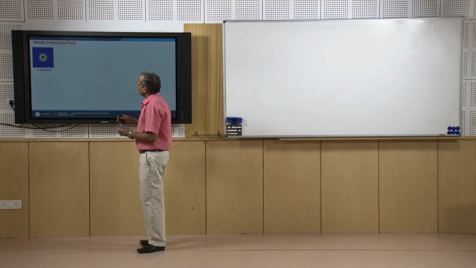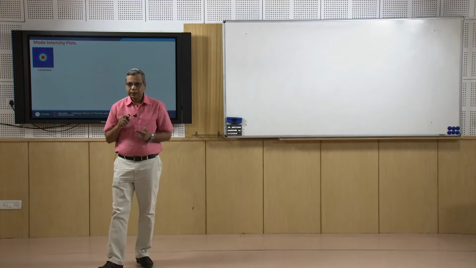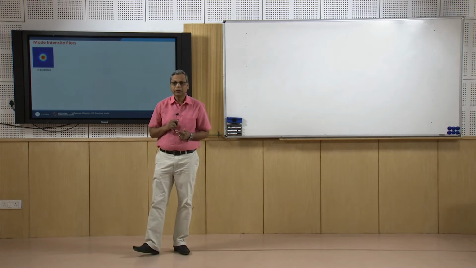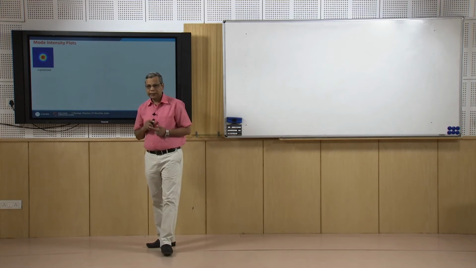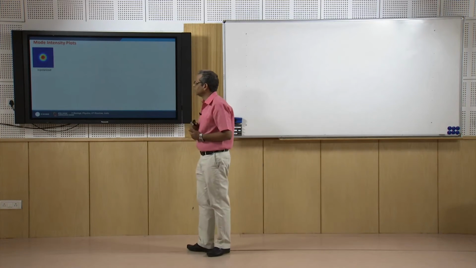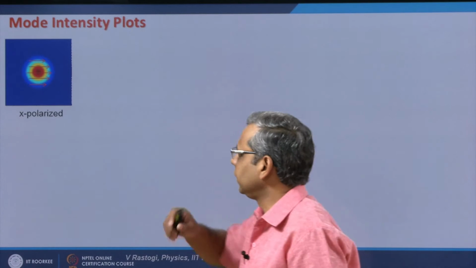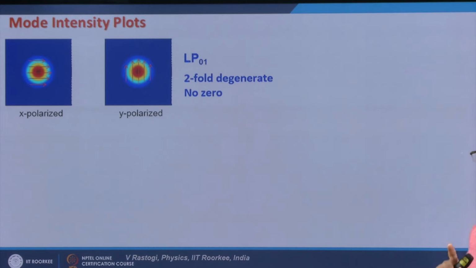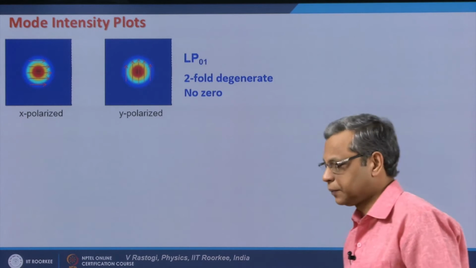If I again look at these plots, now I have LP modes here, linearly polarized modes. It means that I can have two independent or orthogonal polarization states. I can label them as x polarized and y polarized, because z is the direction of propagation. So, if I look at the LP01 mode, then it can be x polarized or y polarized. So, this LP01 mode is two-fold degenerate, and it does not have any 0 in the r direction.